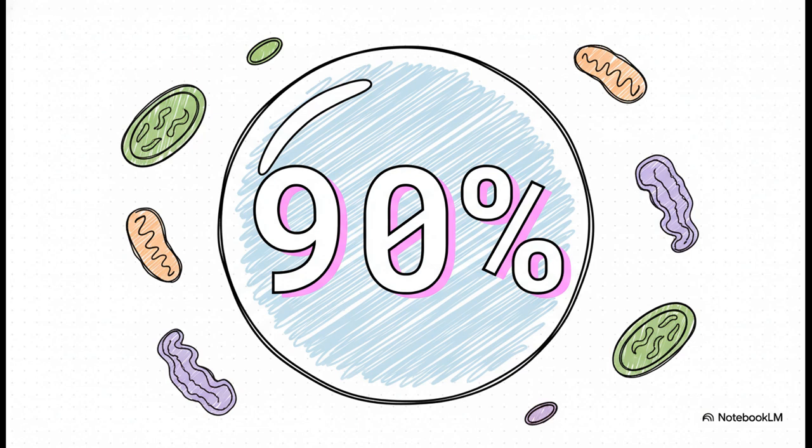And when I say giant, I mean giant. This vacuole can take up as much as 90% of the entire cell's volume. It literally shoves all the other important bits and pieces right up against the edges.